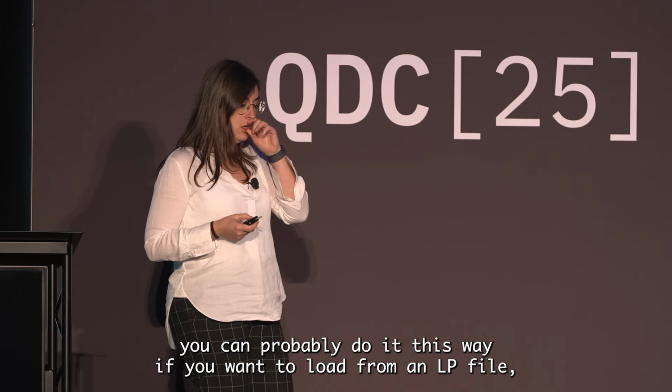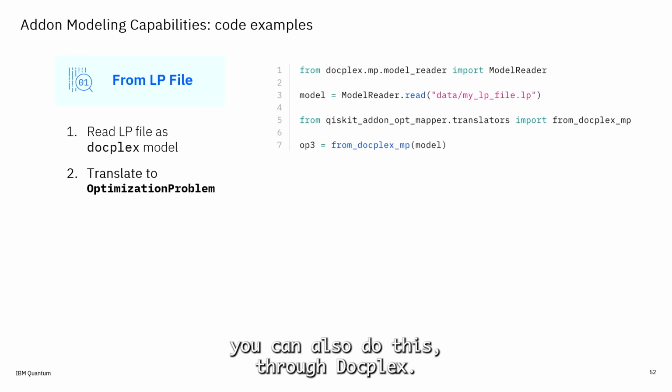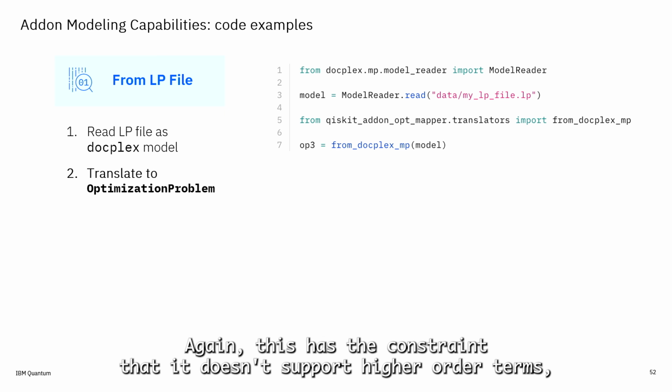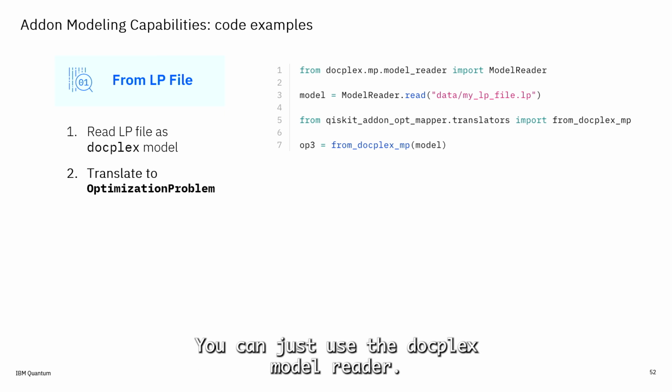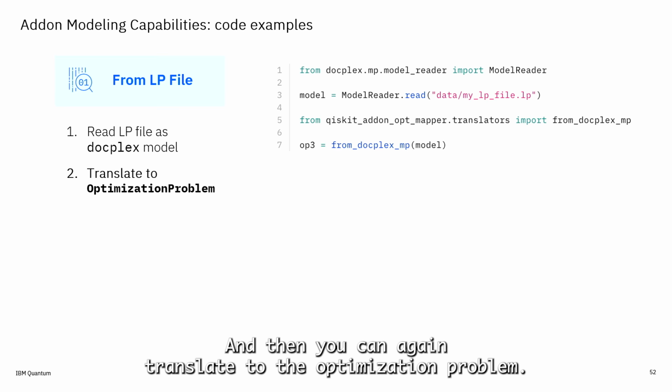If you want to load from an LP file, you can also do this through DOCplex. Again, this has the constraint that it doesn't support higher order terms, but it's very easy. You can just use the DOCplex model reader, and then you can, again, translate to the optimization problem.